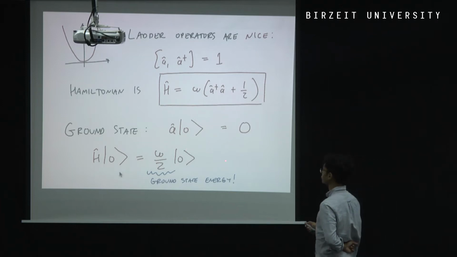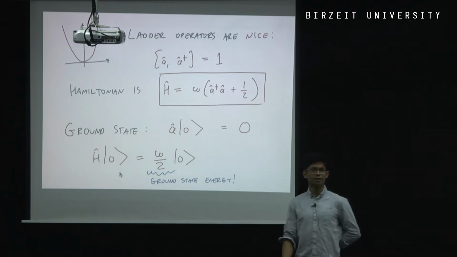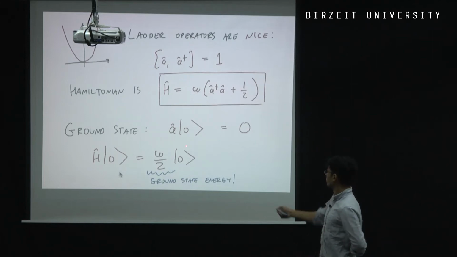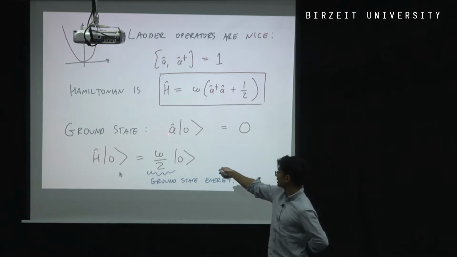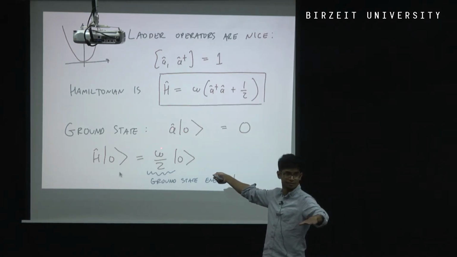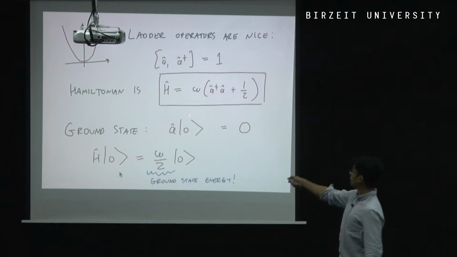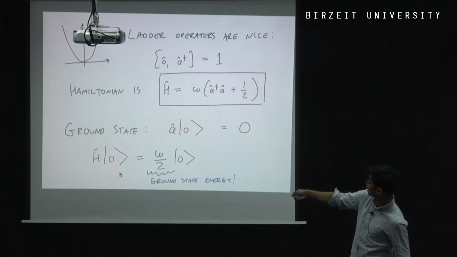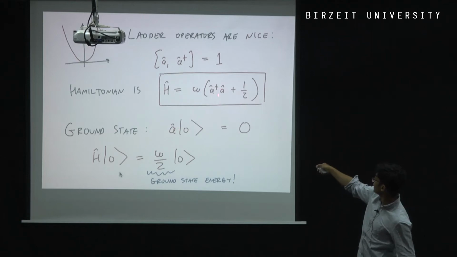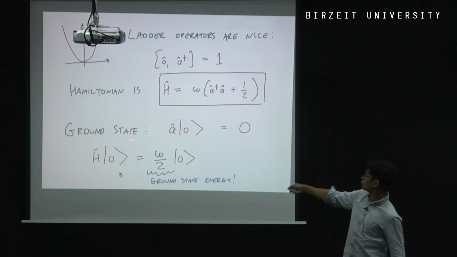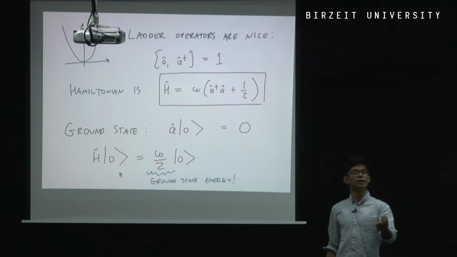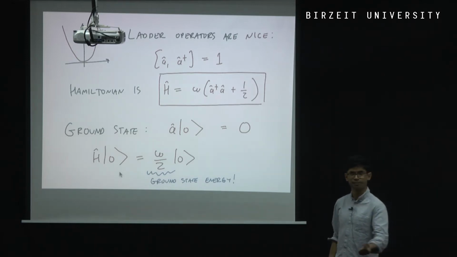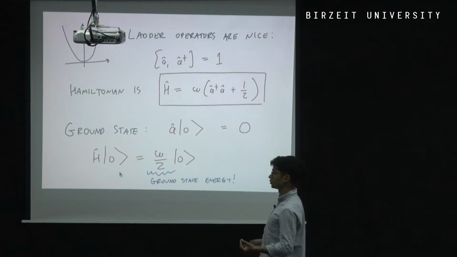Okay, let me just remind you, what is the ground state? The ground state is defined in the following way. We call it the state 0, and it's defined in that A, the lowering operator, annihilates it. Okay? So now, if you act with the Hamiltonian on the ground state, what happens? The A here kills that part, so this part goes away. The half is left over. So we get that the energy of the ground state is omega over 2. This is that zero-point energy that I told you about. This is the energy you can't get rid of. It is the energy of the ground state.